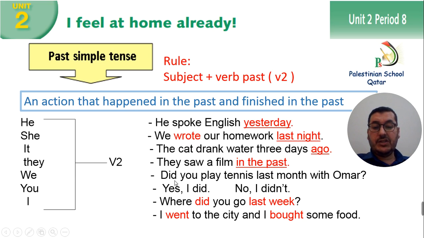And when we change it to a yes/no question, I start with did. Did you play tennis last month with Omar? Yes, I did. No, I didn't. Where did you go last night or last week? I went to the city and I bought some food.